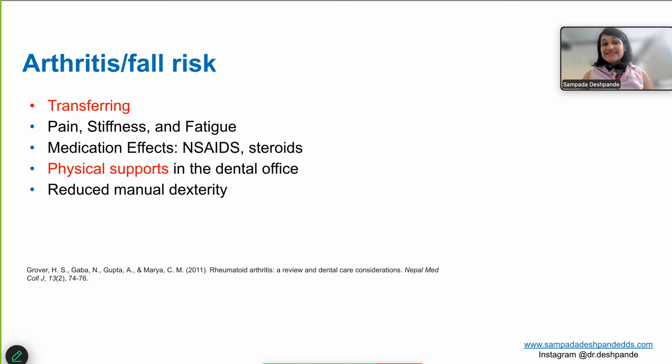Think about NSAIDs or steroids, and how those would affect our patients with fall risks. And of course, many of these patients might have reduced manual dexterity because of arthritis. So figure out how that is impacting their oral hygiene maintenance. Many of them will be depending on their caregivers to brush their teeth for them.